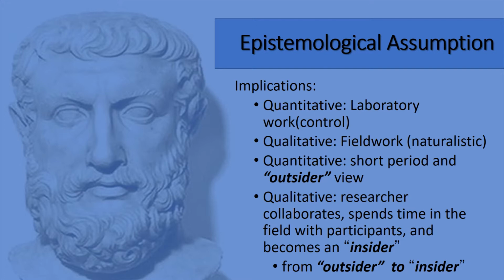In quantitative studies, we only spend a short period of time, and we utilize the outsider lens. In a qualitative study, the researcher collaborates, spends time, and does fieldwork with the participants. In this case, we become an insider. And in qualitative research, we try to document both our outsider view and insider view. Now, the insider view does not only mean your view as the researcher. Take note that the information given by the participants is also an insider view.